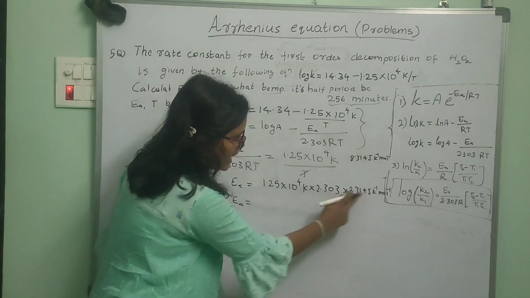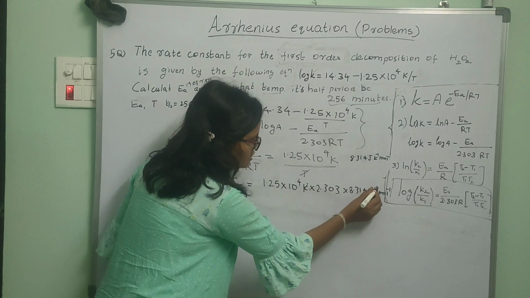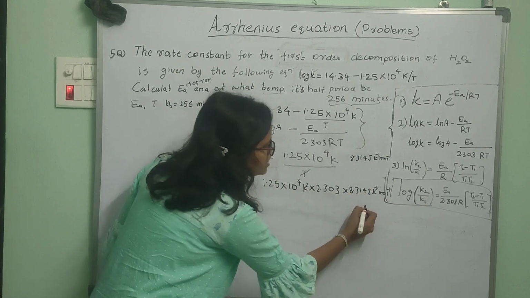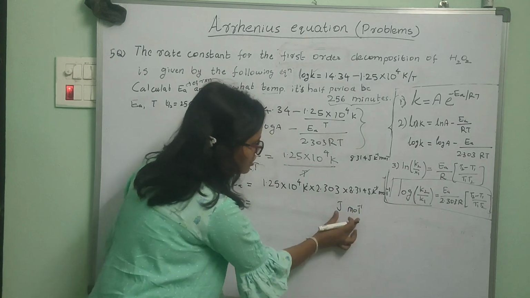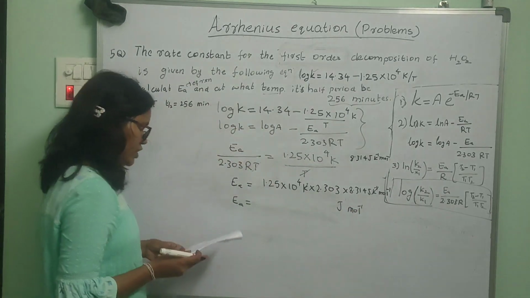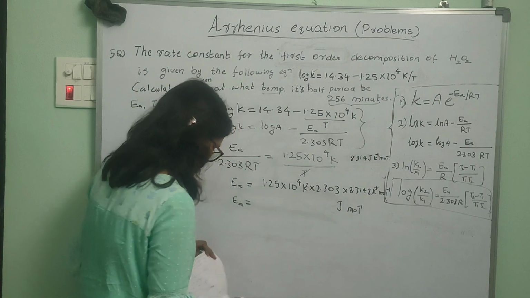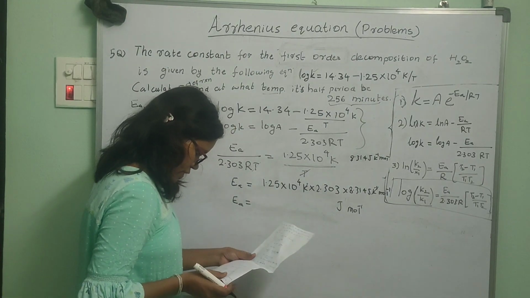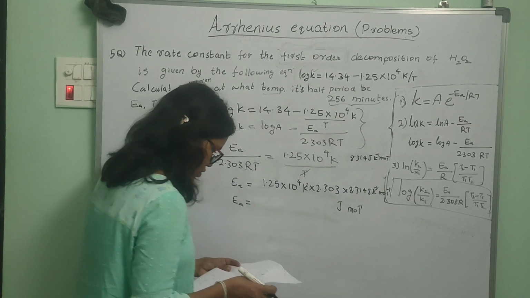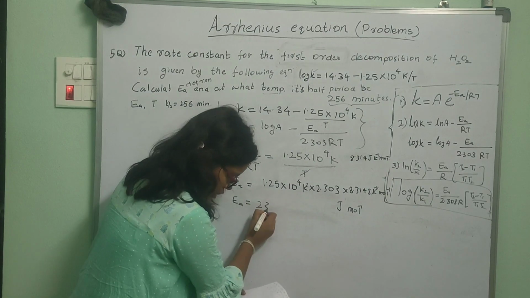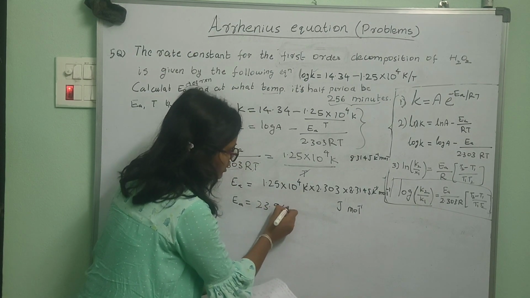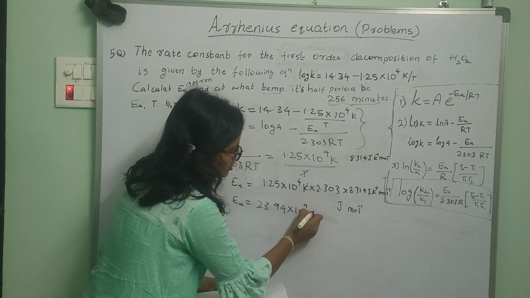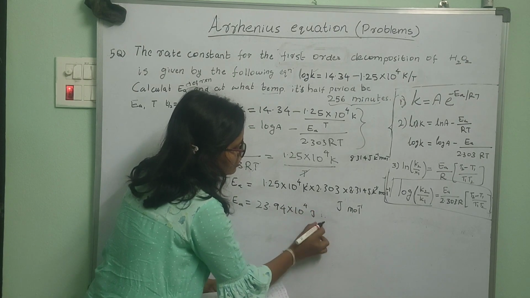So here Kelvin and Kelvin inverse would get cancelled. So what you are left with is joule into mole inverse. So this is the unit of energy, and when you calculate this, you will get around 23.94 into 10 power 4 joule mole inverse.